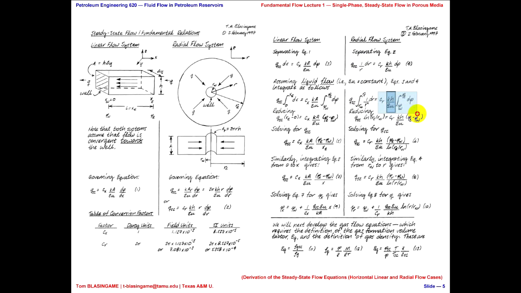In other words, the right-hand side of these two equations is exactly the same. The coefficient is different, and there's a difference here that it's h and not A. But in terms of form, we end up with this integral being exactly the same. So now when we integrate, the left-hand integral in terms of dx is just xe minus 0, obviously. And the integral in the radial case is the natural log of RE over RW.